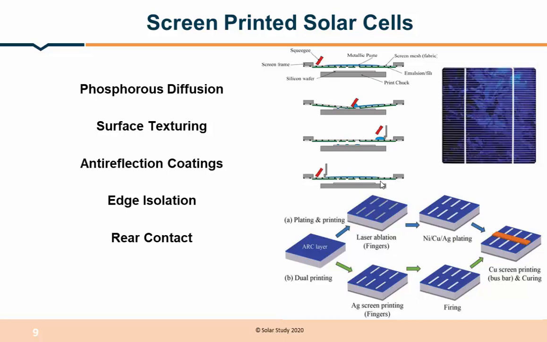So what all processes are involved, we will see here. It contains the phosphorus diffusion, then later surface texturing. Then after that texturing process, we will put one coating that is called anti-reflection coating. Then edge isolation, because we have to cover the edge also. Then the edge is also removed.